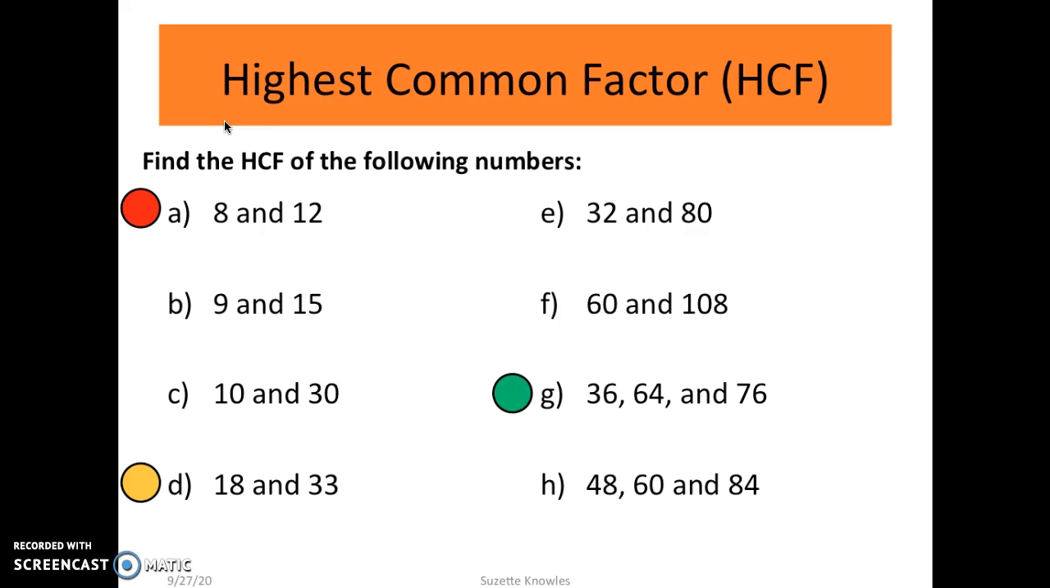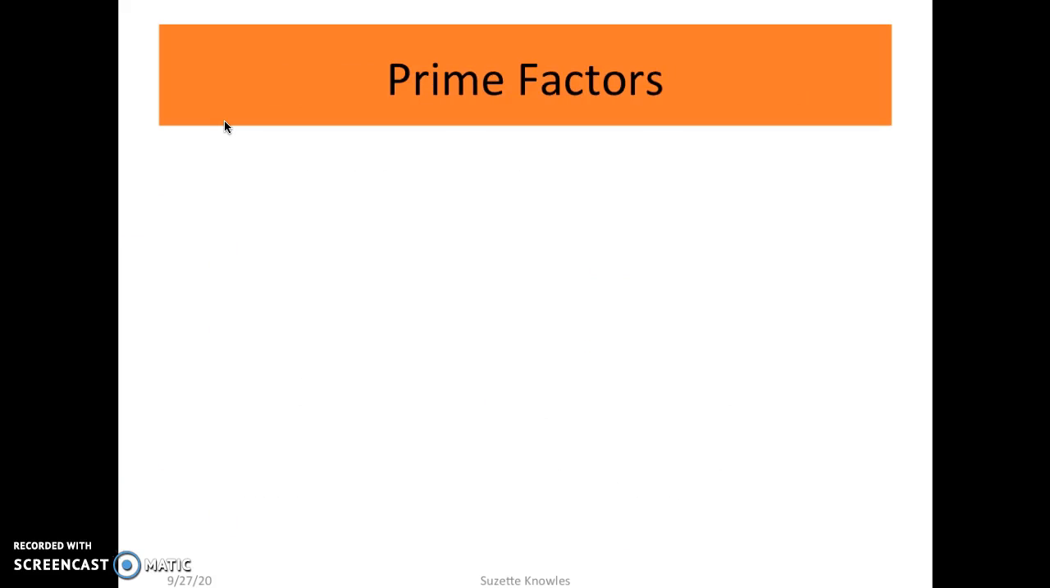Here are a few practice tasks for HCF. Do likewise. Just as you would have done for LCM, you pause the video at this stage, do your note taking, complete your task, and then you compare the answers. Here we go. And we do likewise. Any area of concern, then we are going to post in the comment section.